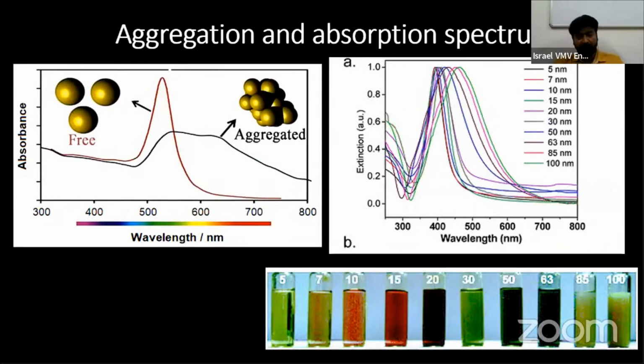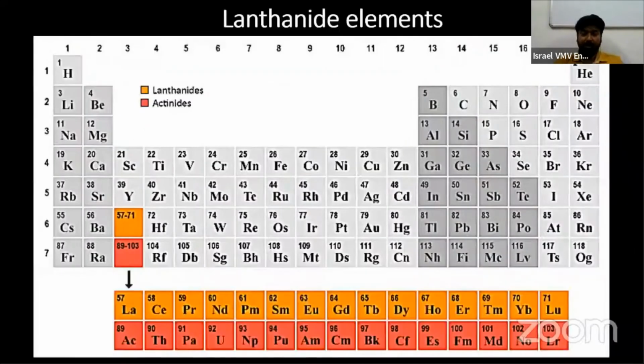See, aggregation in the case of metal nanoparticles: you find the aggregated state shows a broader absorption spectrum and a shift of wavelength. We find a change in absorption due to the change in size, starting from 5 to 100 nanometers. There is change. Okay, and that is all about carbon nanomaterials and metal nanoparticles. Another interesting class of materials is lanthanides.